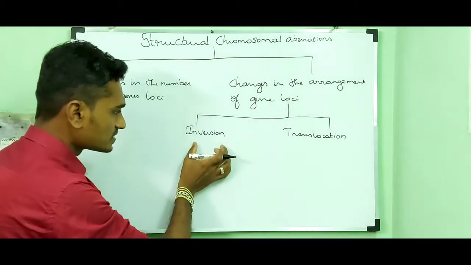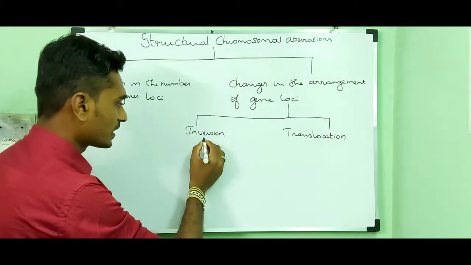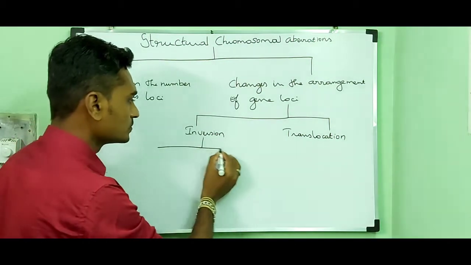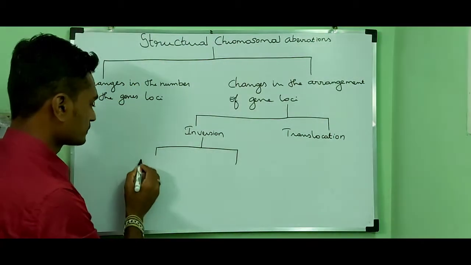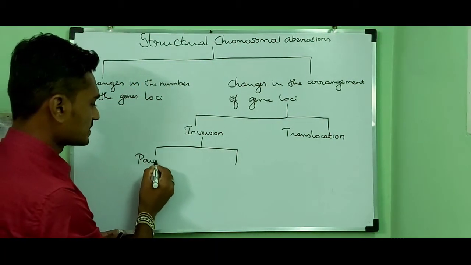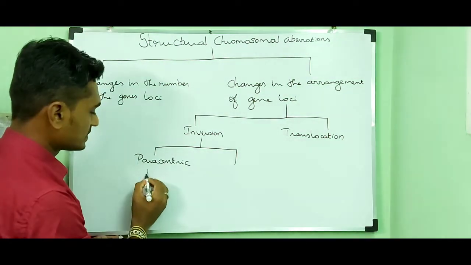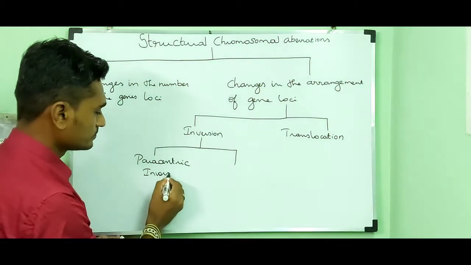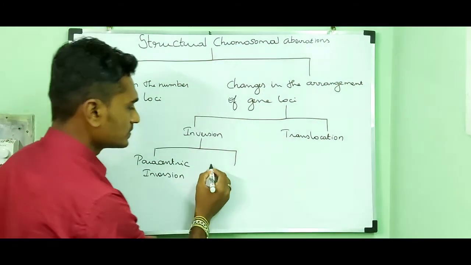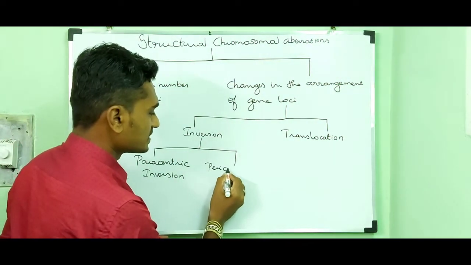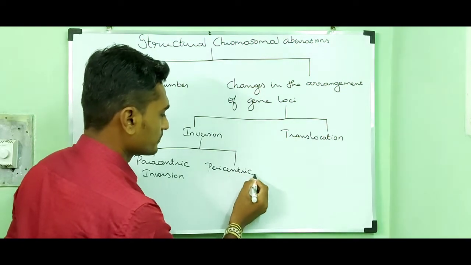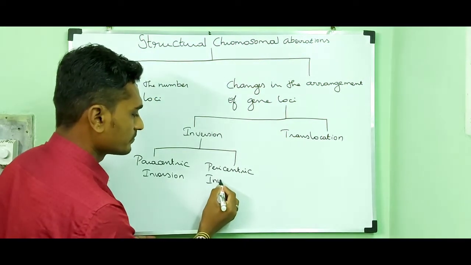Then the inversion process is again classified into two types. They are paracentric inversion and pericentric inversion.